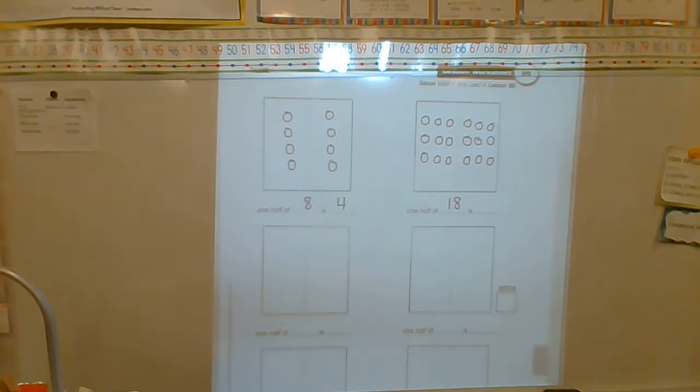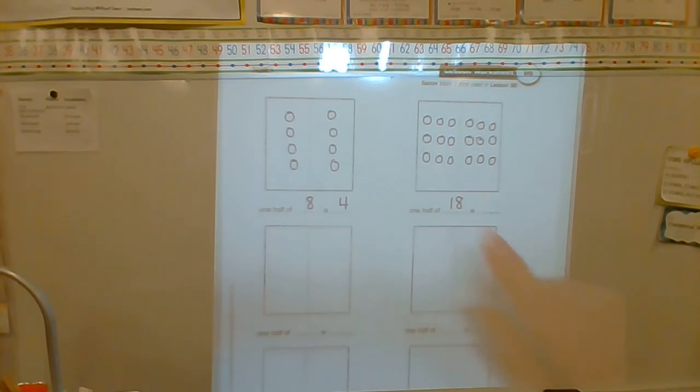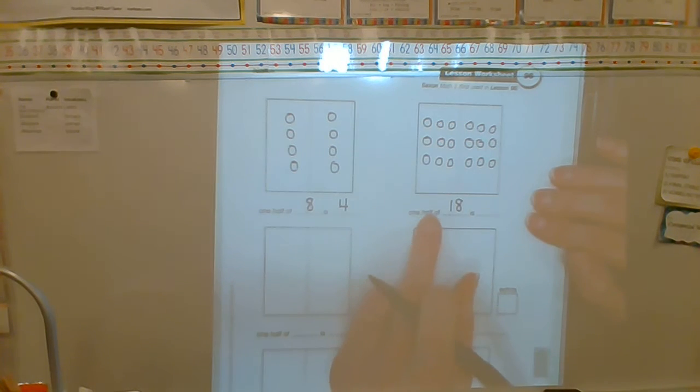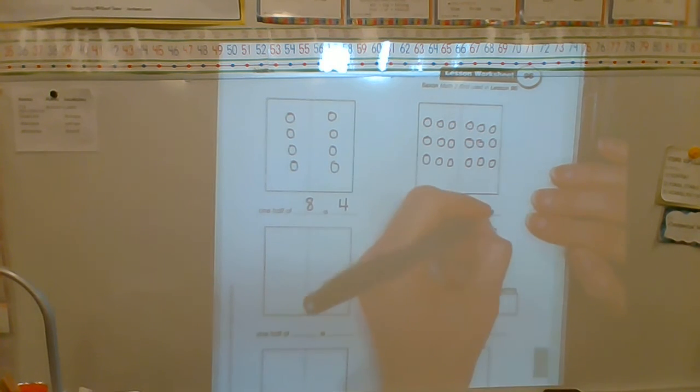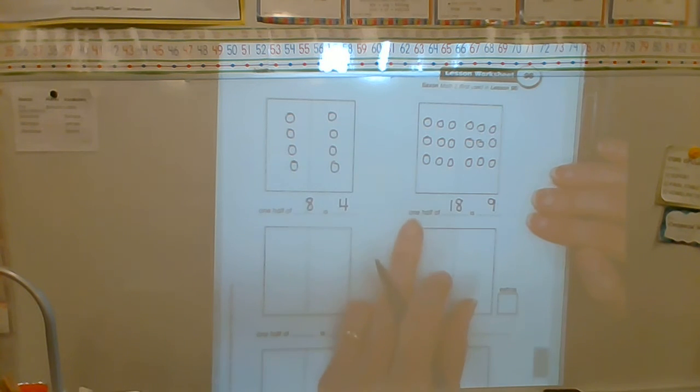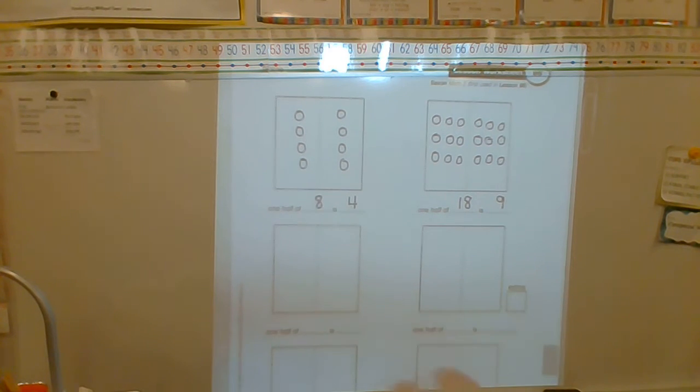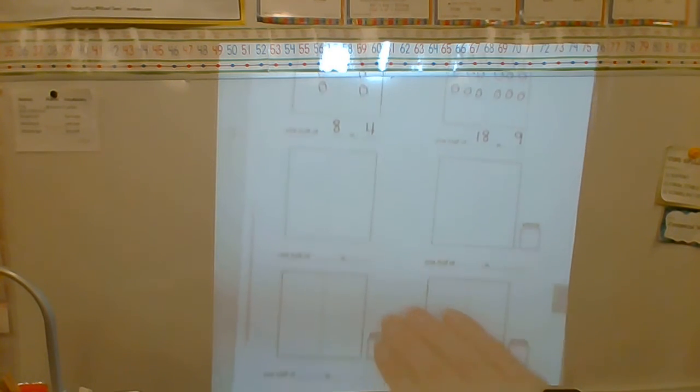What a wonderful friend. And if I cover up half, I see that 1/2 of 18 is 9. Fill it in. Now let's read it together. 1/2 of 18 is 9. All right, let's scoot down just a little bit.